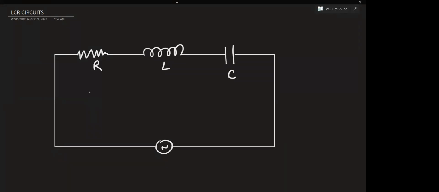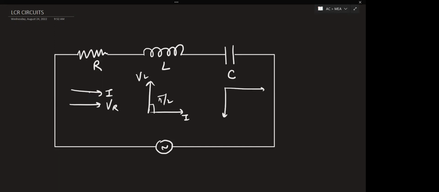In individual circuits, what happened? Current and voltage were in the same phase. Here, the voltage led the current by pi by 2. Here, the current led the voltage by pi by 2. This is what we have studied, and let's say this is E naught sine omega t.